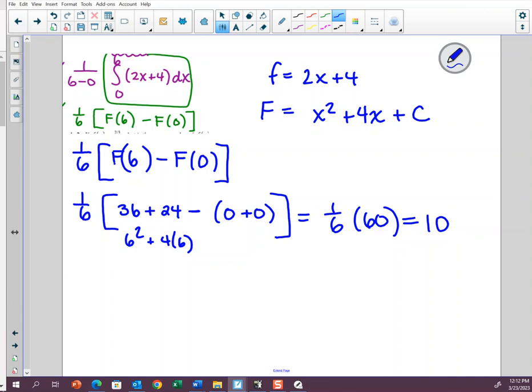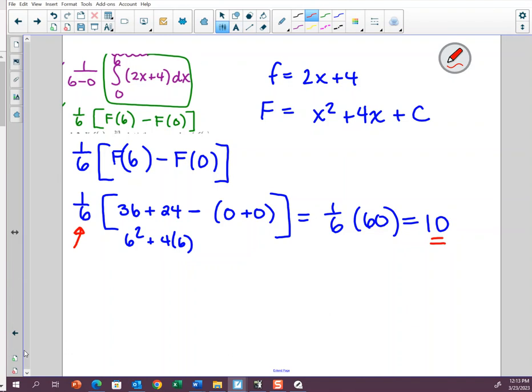It's a coming together of a total. That's what the integral does. It gives you the total change. And then we divide by, or multiply by 1 over, the interval length. And that tells us the average value.